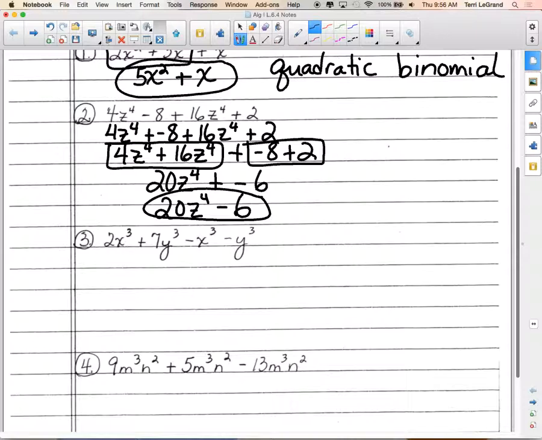Now you tell me, what kind of a polynomial do we have here? Devin says a quartic binomial. Do you guys agree with it? Why is it quartic, Devin? To the fourth degree. Okay, it's degree 4. It's a degree 4 polynomial, and there's two terms, so that makes it a quartic binomial.